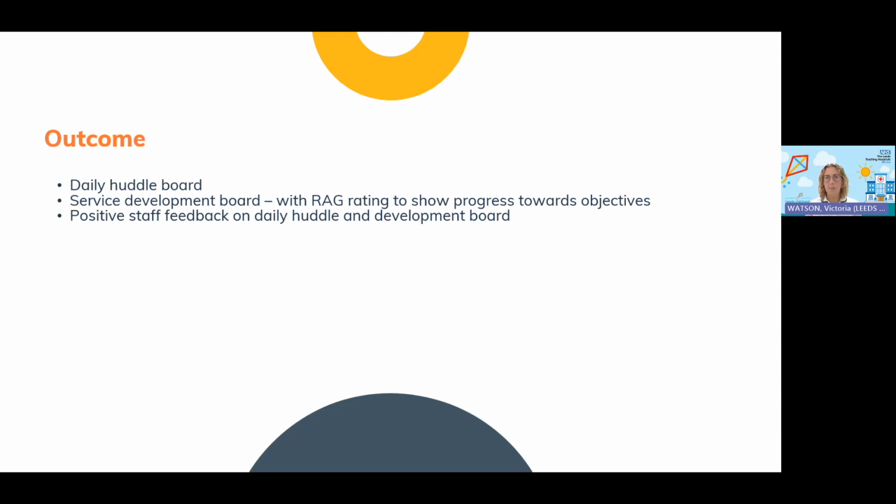And then in terms of the development board, that again has been really useful, having very visibly our team objectives and how we align with the wider service and trust, and how we're making progress towards those, and how people's individual appraisals also link into these objectives and 7Cs. And the recognition of positive feedback as well has been really beneficial.